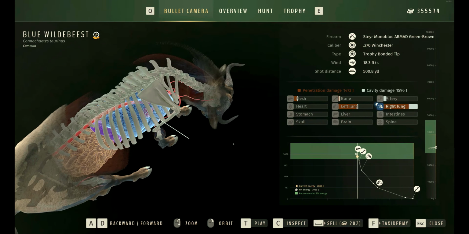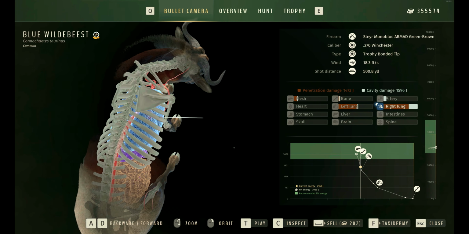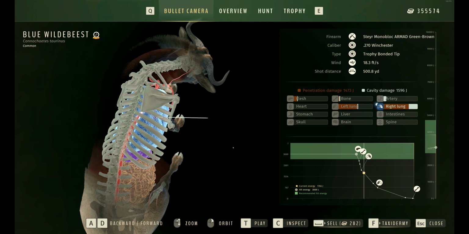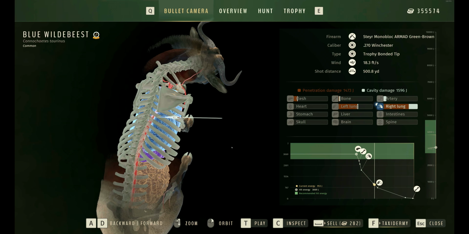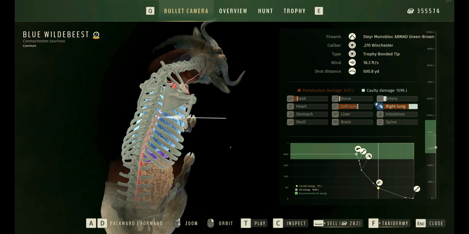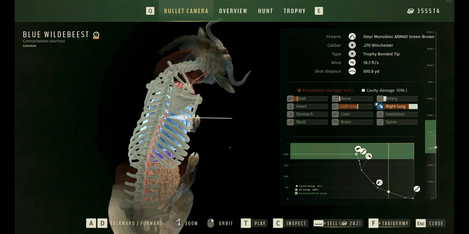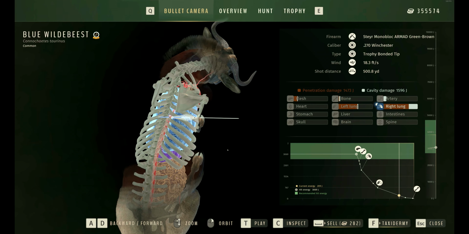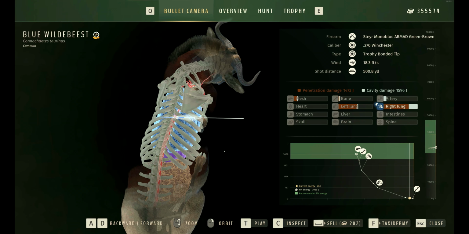All right, so here's a blue wildebeest hit with 3069 joules at 500.8 yards with the Trophy Bonded Tip. Hitting bone, hitting the rib, going through the left lung, through the right lung, and touching bone.